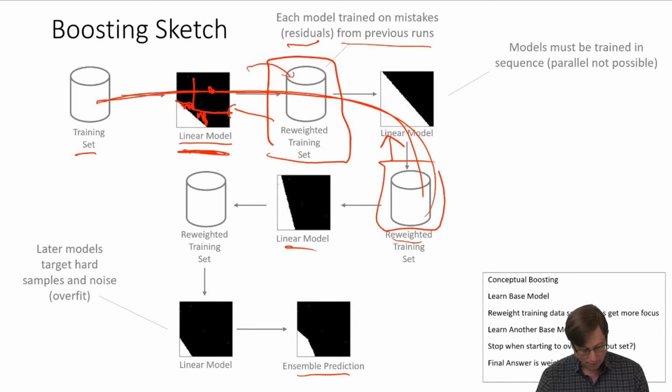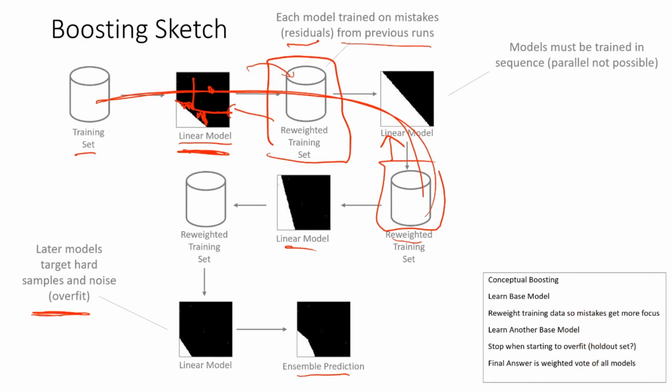Later models are targeting samples that everyone got wrong. And so this could be samples that are just plain noise. There's no way to get them right because they don't make any sense. They're not related to the true concept. They could be samples that have corruption. They could be samples that are just really hard and maybe not so important, like really special cases. And in that sense, you have to worry about overfitting.